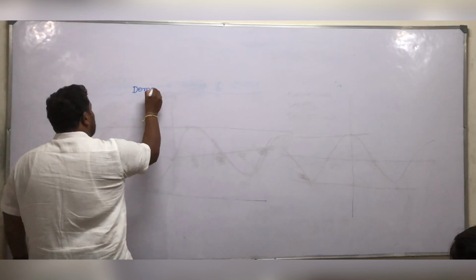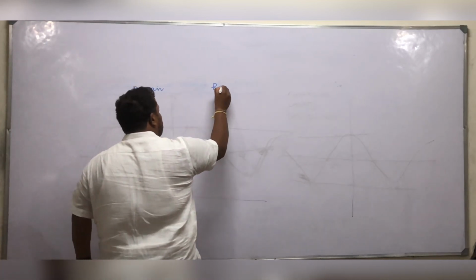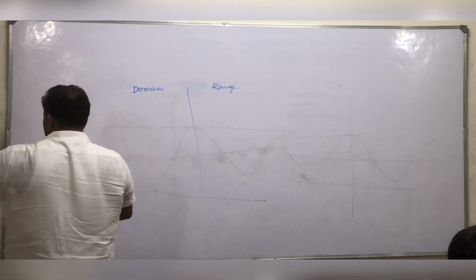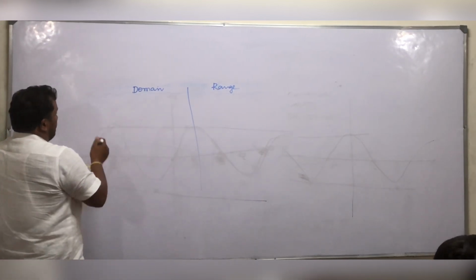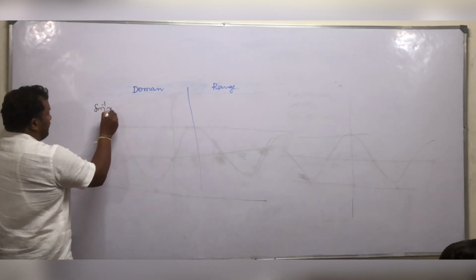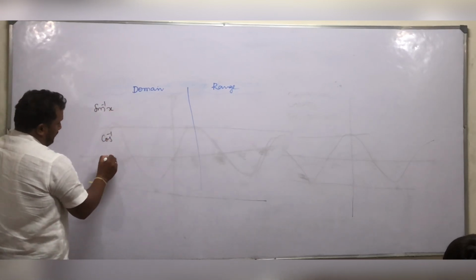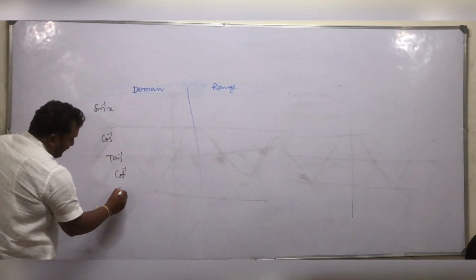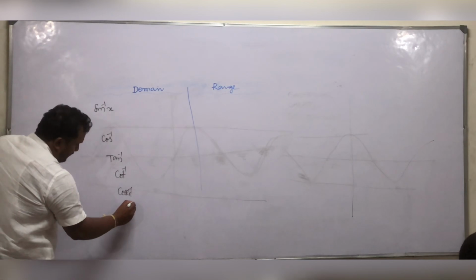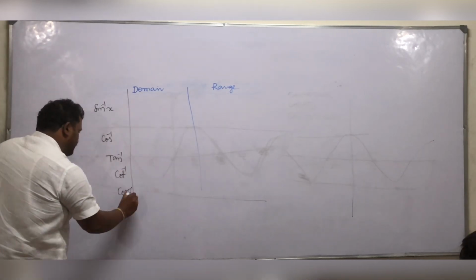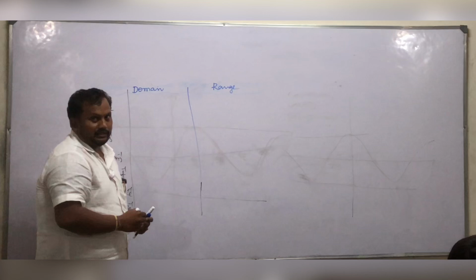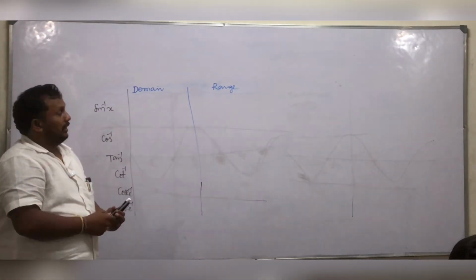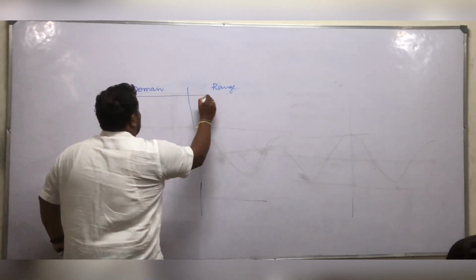Domain and range. Listen. Sin inverse of x, cos inverse, tan inverse, cot inverse, cosecant inverse, secant inverse. So the domain of sin inverse x, cos inverse x, tan inverse x, secant inverse x. Okay? Listen. Domain of sin inverse of x.